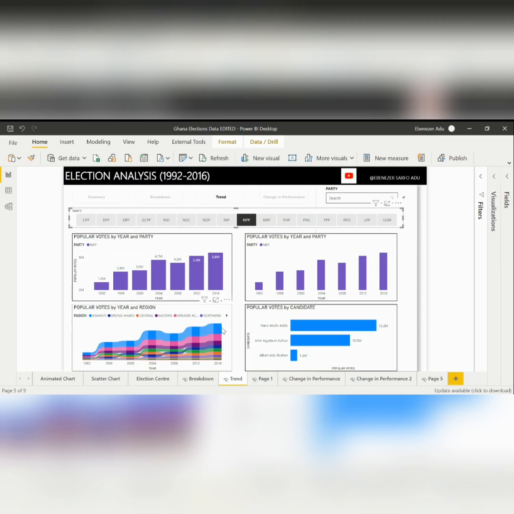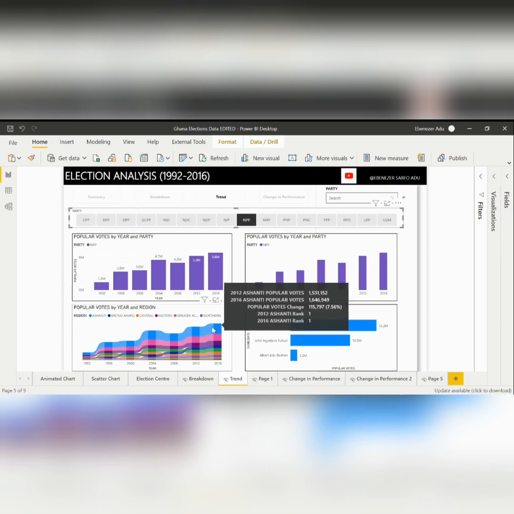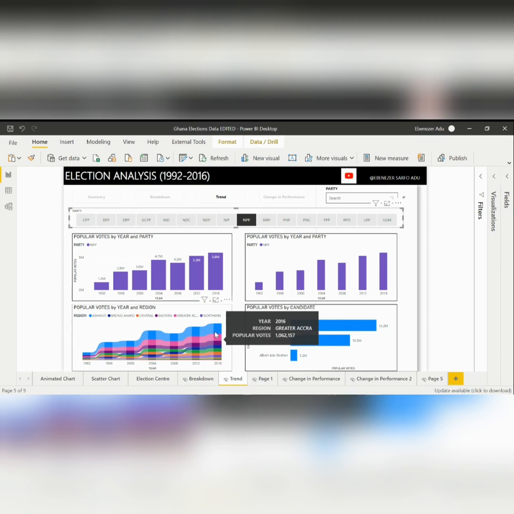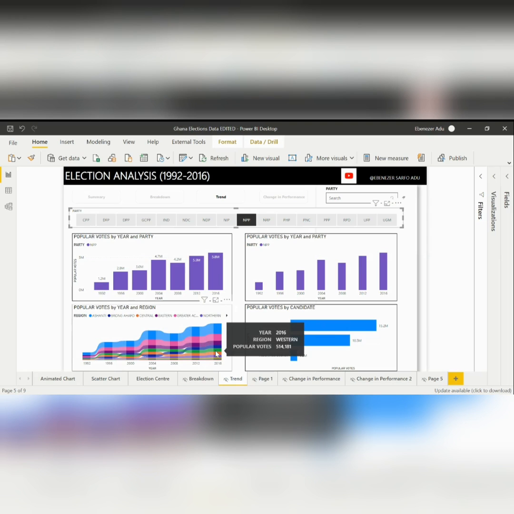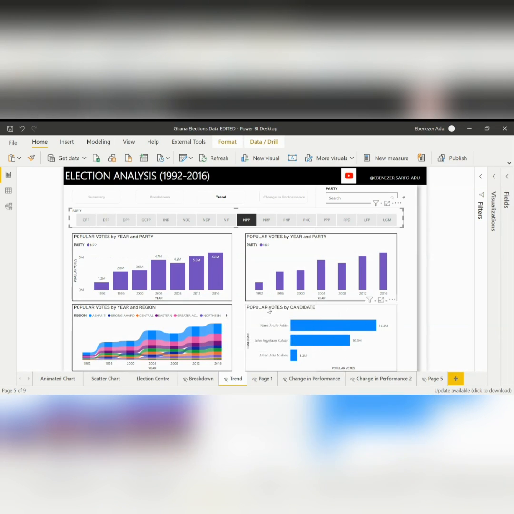So let's look at the regions. Ashanti has been consistent, followed by Greater Accra, Eastern. So at least three regions for NPP have been consistent in terms of their percentages of the total votes. And the interesting one here is Brong-Ahafo, which has consistently increased from last but two or so to now fourth position, followed by Western. Western has been going up and down. Interesting dynamics here.